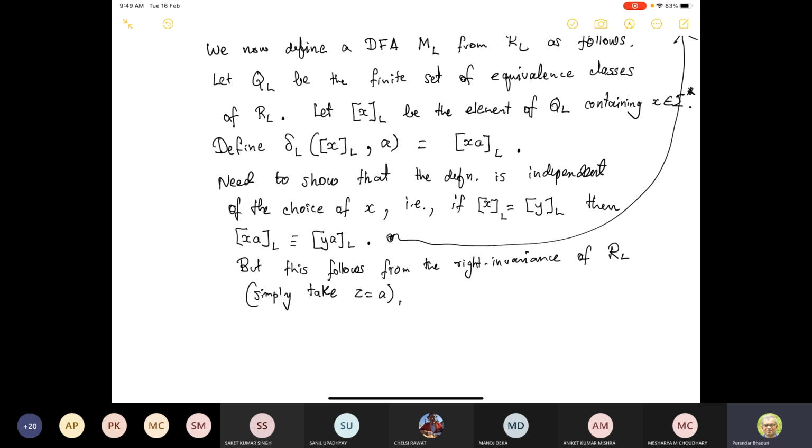So we have defined the set of states and the transition function. What is the initial state, q0L? Every state in this automaton is some equivalence class. So what is the initial state? It should be the equivalence class of which string? Any guess? Epsilon? Yes. So just take the equivalence class of the empty string and make it the initial state.